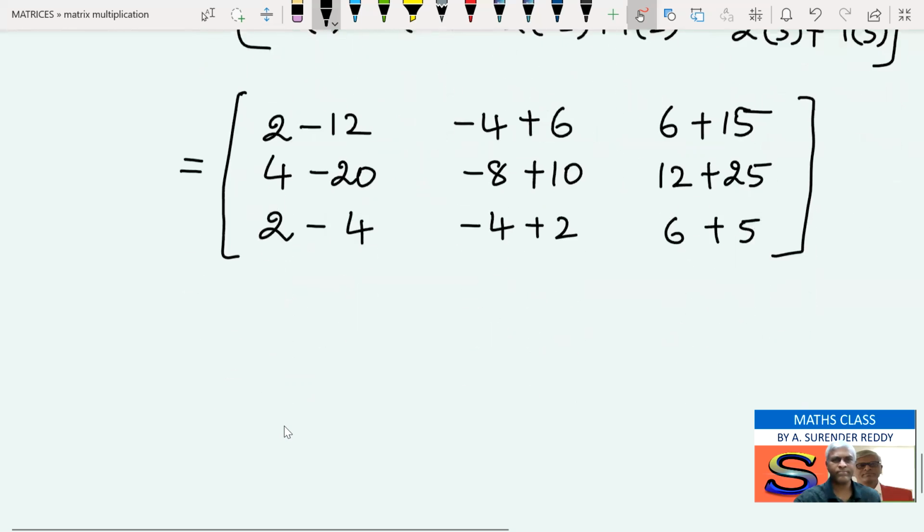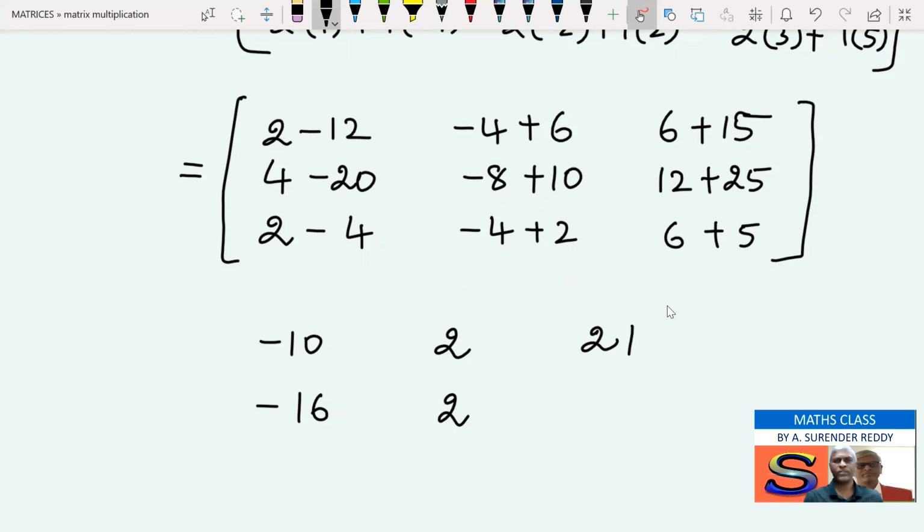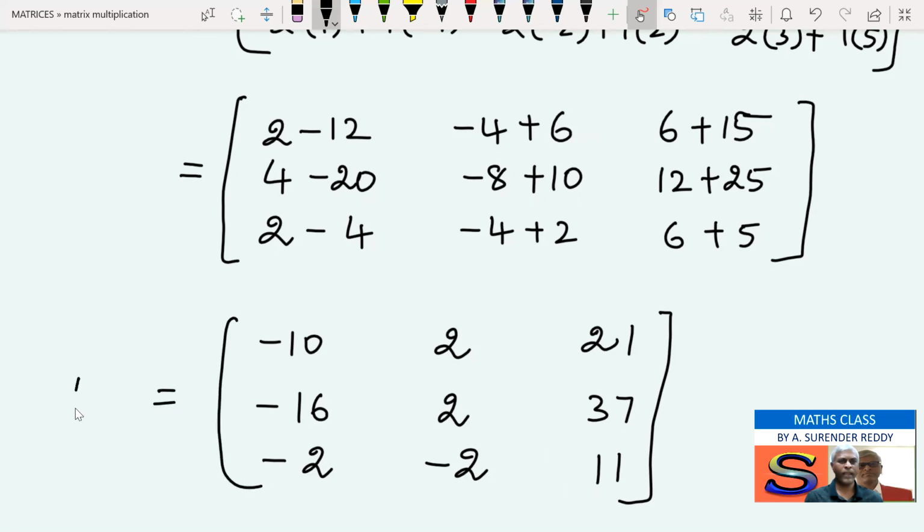Further simplifying, 2 minus 12 is minus 10, 6 minus 4, 2, 15 plus 6, 21. 4 minus 20, minus 16, minus 8 plus 10, 2, 12 plus 25, 37. 2 minus 4, minus 2, minus 4 plus 2, minus 2, 6 plus 5, 11. So this is BA.